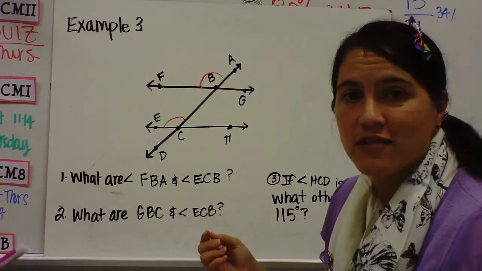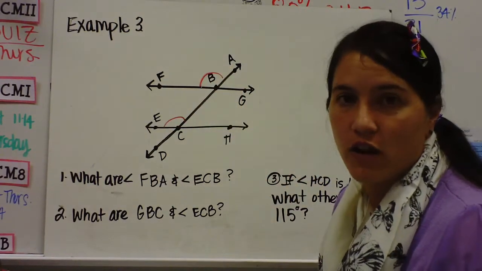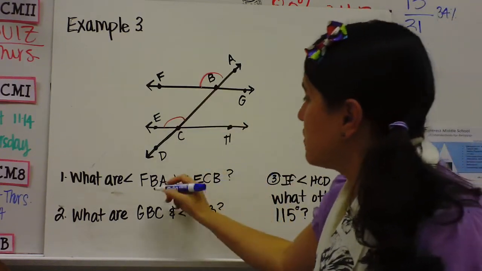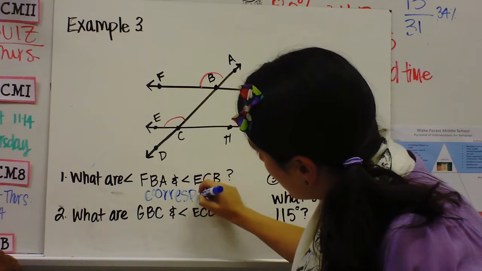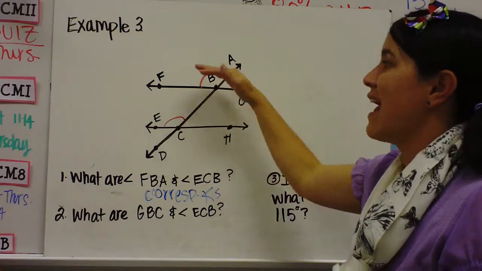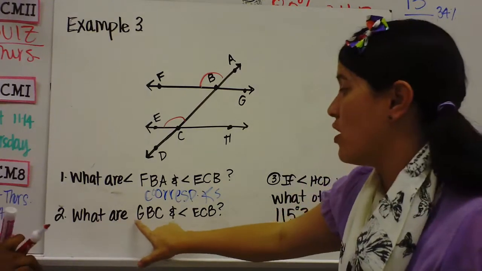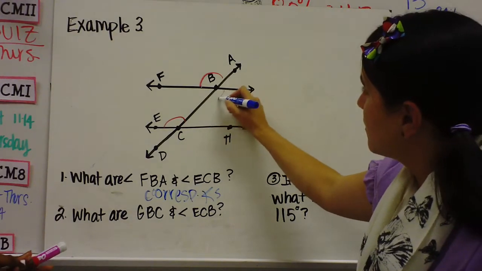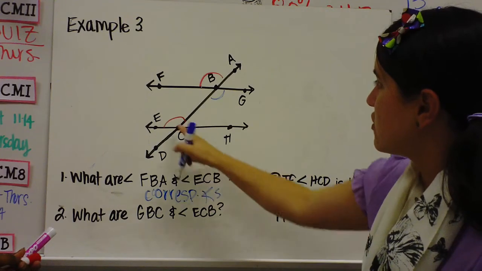So first you have to find those angles, FBA and ECB. When you look at it, what kind of angles are they? And you can go back to that first page and look at the vocabulary, and these are corresponding angles. Those are corresponding angles because you can slide them on top of each other and they correspond to each other. Question number two, what are GBC and ECB? So the same one right here.